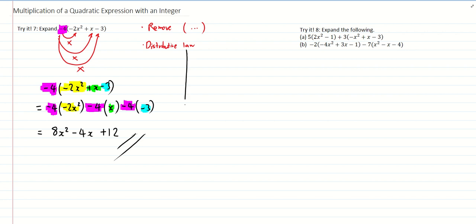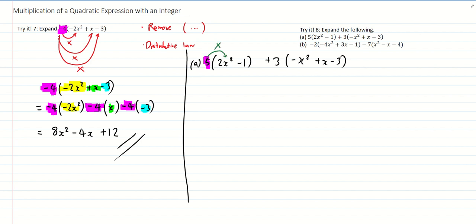Okay? So we will now combine multiplication of a quadratic expression with an integer together with addition and subtraction in try 8. Okay, so in try 8, we have these two questions. Let's say the first question, part A, we have 5 bracket 2x squared minus 1 plus 3 bracket negative x squared plus x minus 3. So this 5 will get distributed to both the 2x squared and also to the minus 1. Okay, but it won't go beyond that because the bracket ends here.